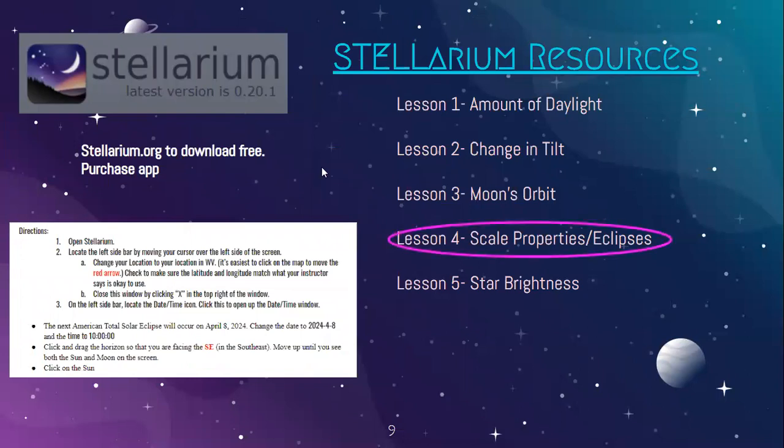Now let's talk about this other activity, scale properties / eclipses. And this one's just really cool. And so here are the directions. It says to open Stellarium, change the location, and then open the date and time window, and then you're going to change the date and time for the next American total solar eclipse, which is going to take place on April 8th, 2024. Change the date to 2024-4/8 and the time to 10 o'clock in the morning.